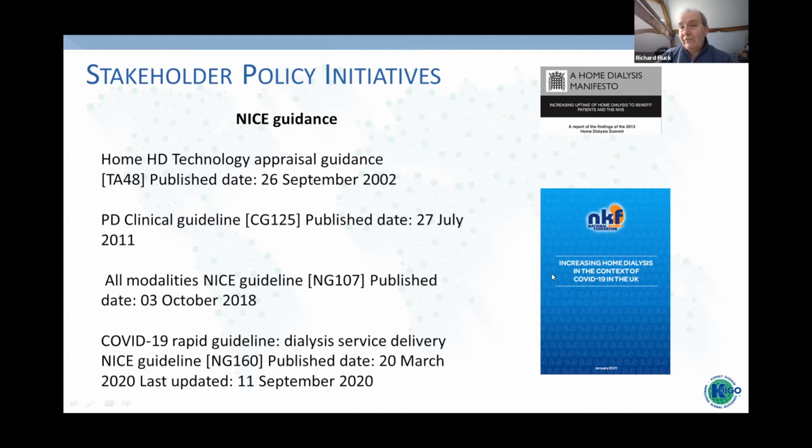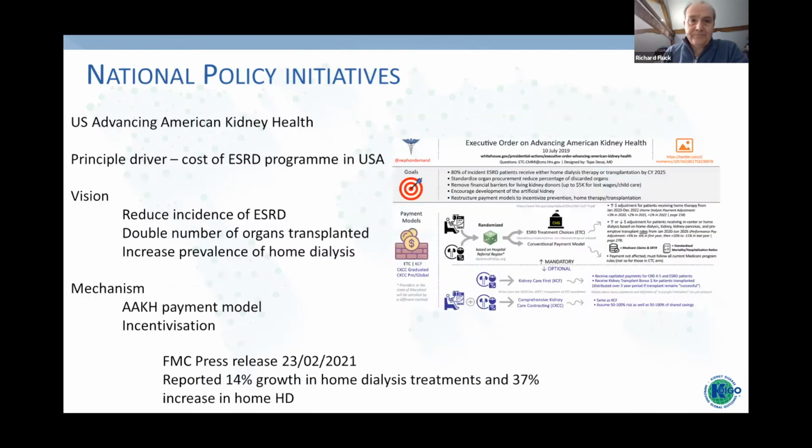That was coupled with efforts by the stakeholders. So this report was written in 2013. This is an all-party parliamentary home dialysis manifesto sponsored by the National Kidney Federation in the United Kingdom, which laid out a number of very sensible principles around the provision of home dialysis, and it had no effect upon the numbers. And we've just recently had the NKF provide a revision. It's brought in some additional data, and it's used the COVID pandemic to try and influence the debate.